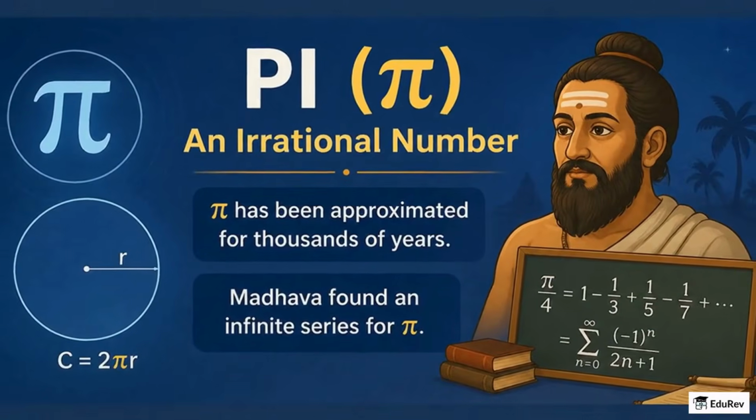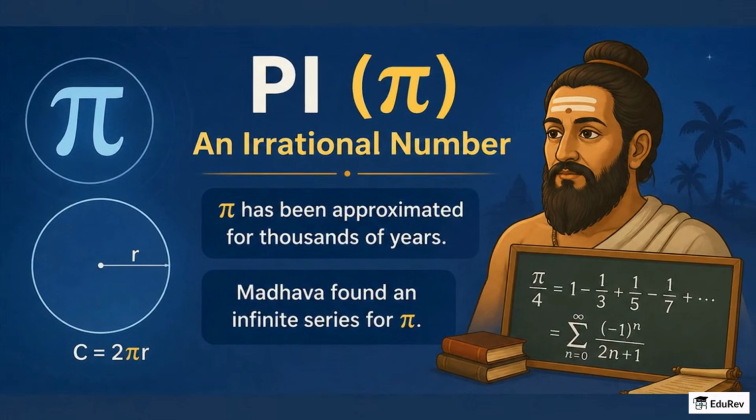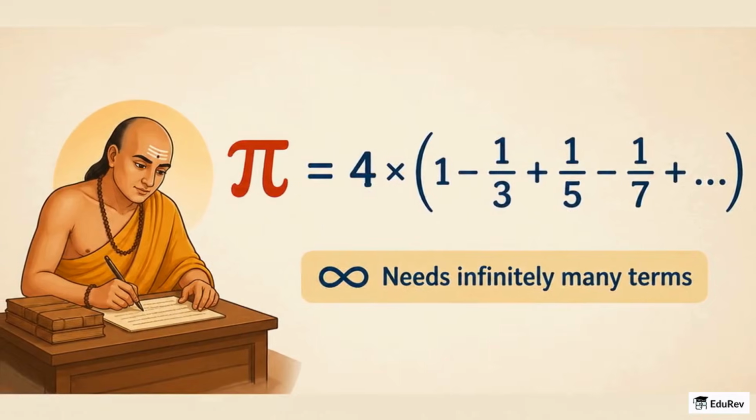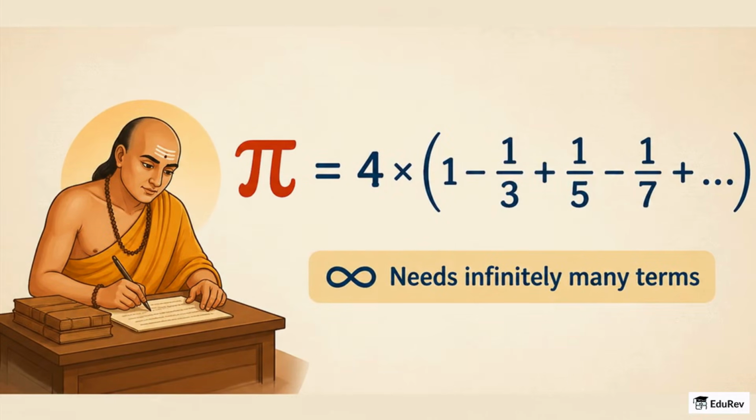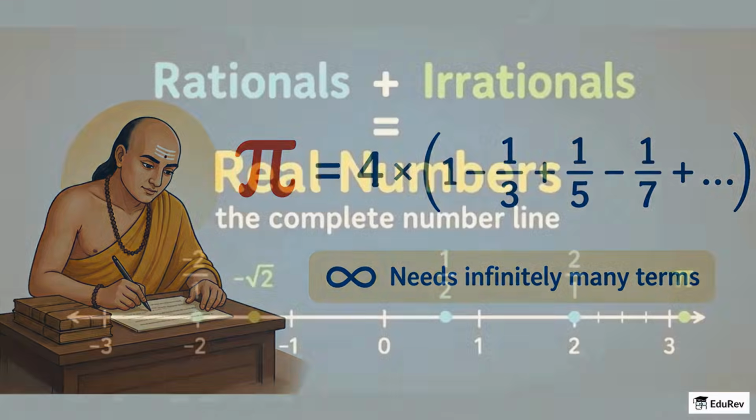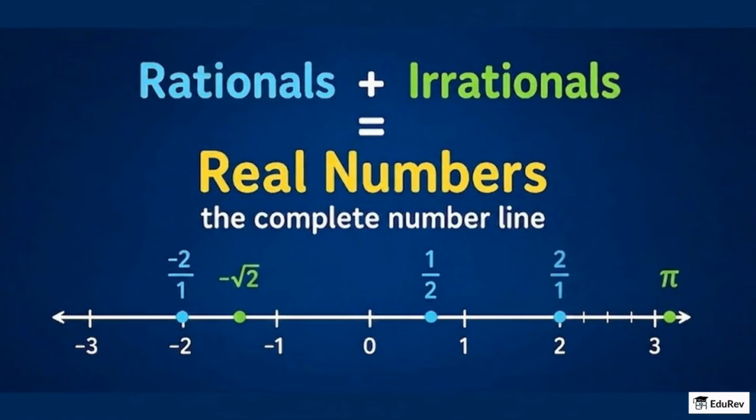Another famous irrational is pi, which people approximated long ago, and Madhava found an infinite series for pi. He wrote pi equals 4 times the sum 1 minus 1 by 3 plus 1 by 5 minus 1 by 7 and so on, needing infinitely many terms. Putting rationals and irrationals together gives the real numbers, the complete number line.